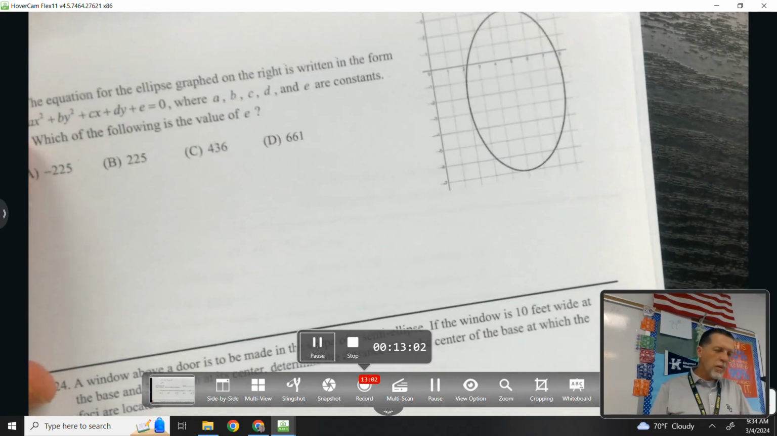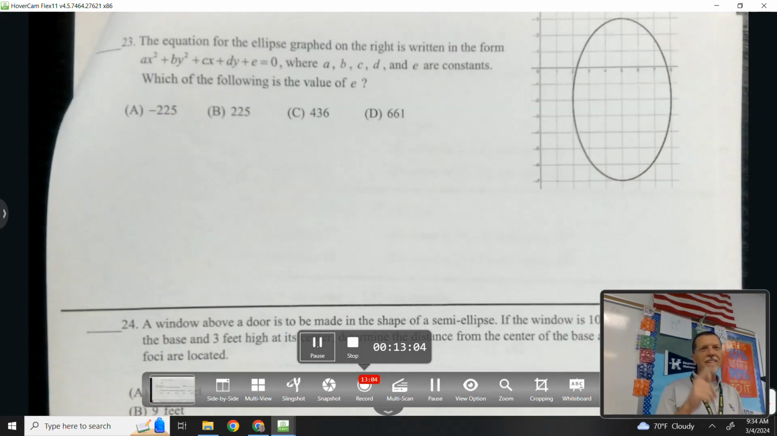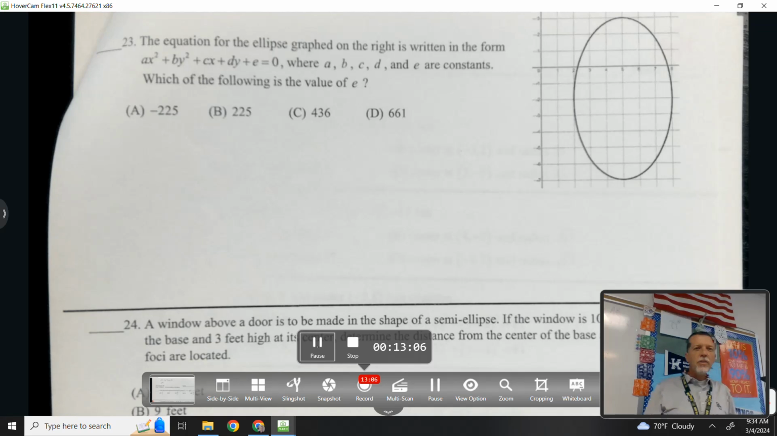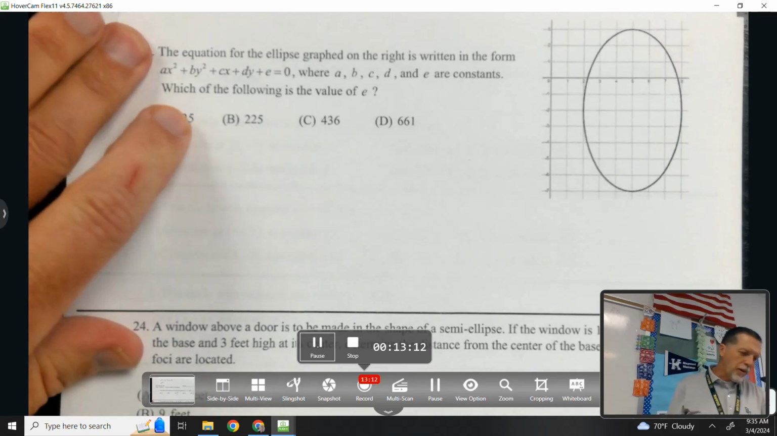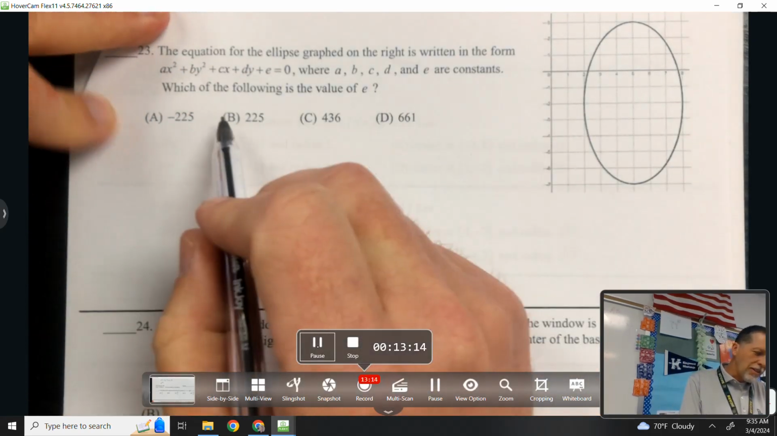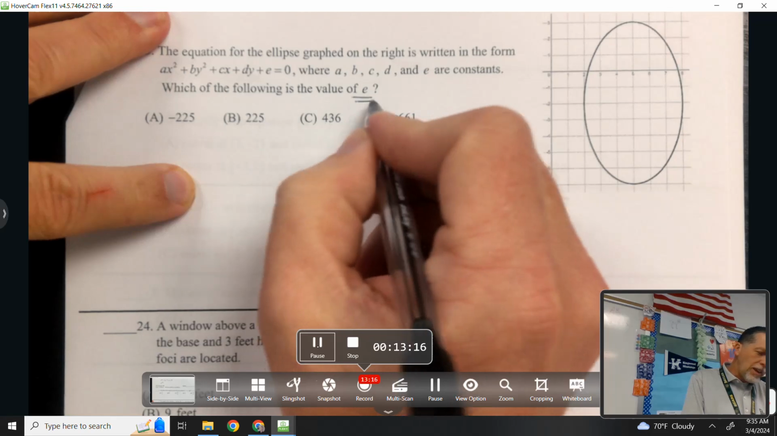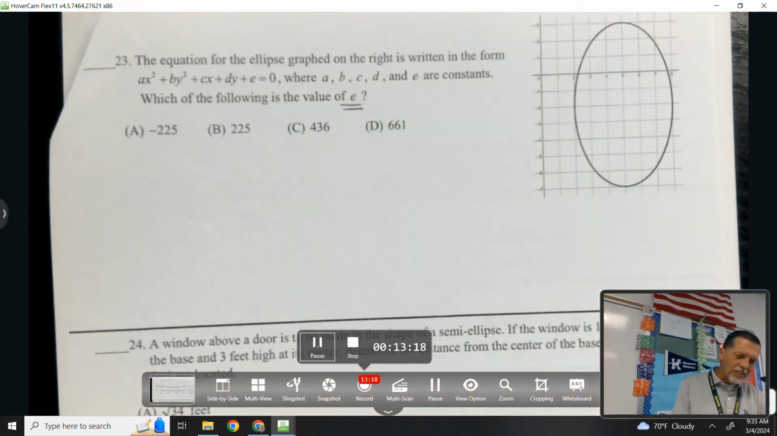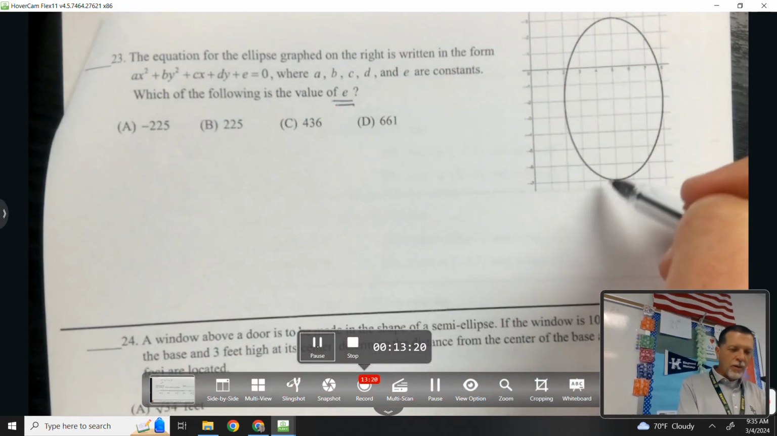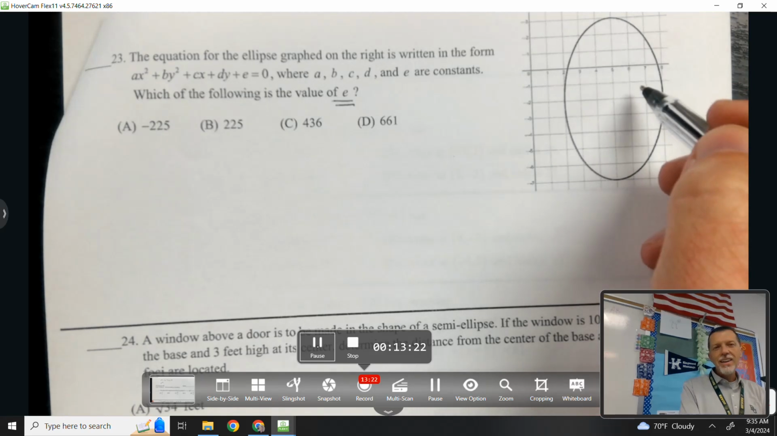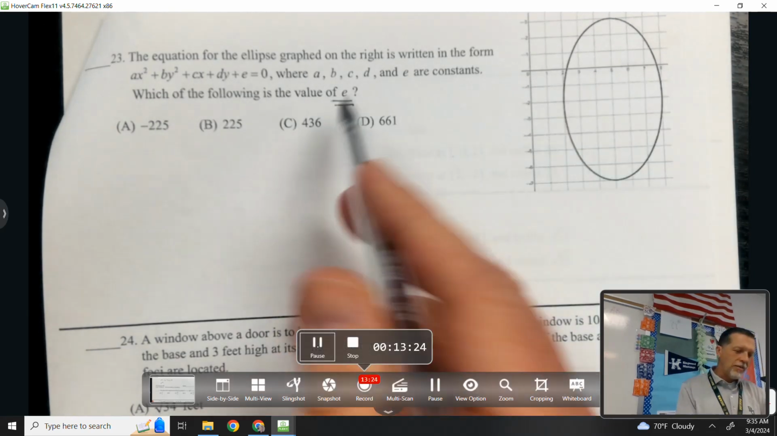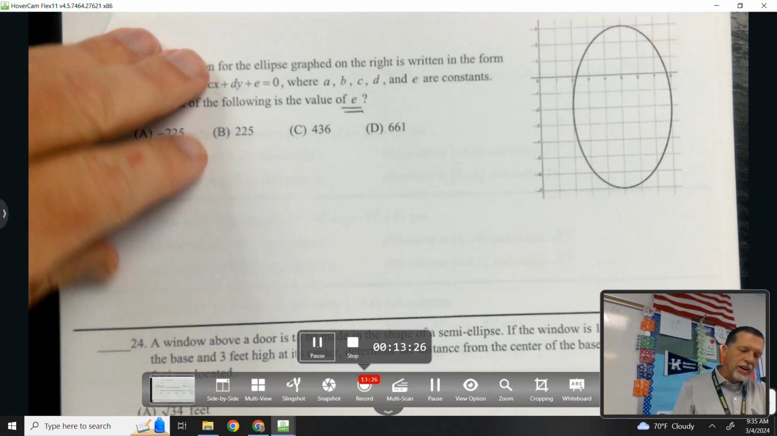Skip ahead to 23. The equation for the ellipse is written in the form that we don't like, ax squared plus by squared. I don't like that form, but whatever. What is the value of e? Okay, so I think I need to write the equation in the form I like, and then multiply it all out and figure out what e is. I don't think there's any shortcut to getting there.